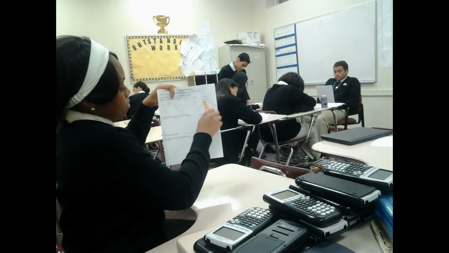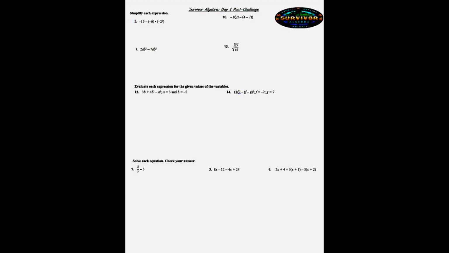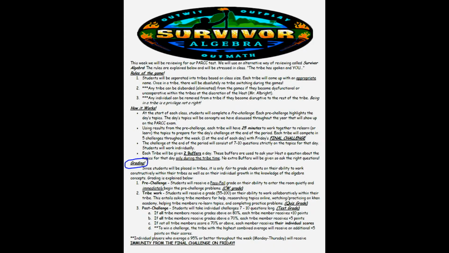All of this preparation when they're in their tribes is to prepare for the post-challenge. The post-challenge is a set of questions based on what they've just reviewed. The post-challenge is taken individually by each student. Students receive grades in the following way. They receive 1 grade for participating in the pre-challenge correctly. Correctly means that they are seated when the bell rings and they're completing their problems, and this is a pass-fail grade. They're either doing what they're supposed to be doing or they are not, in which case they receive a 0.